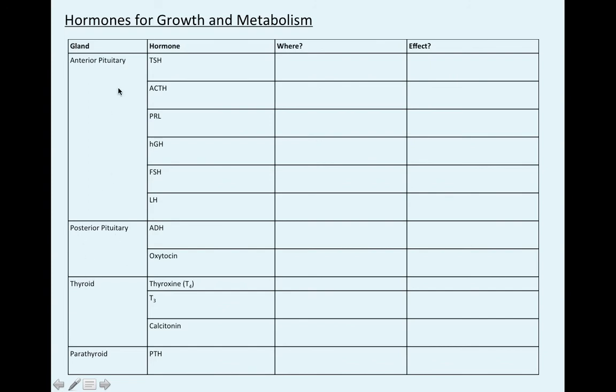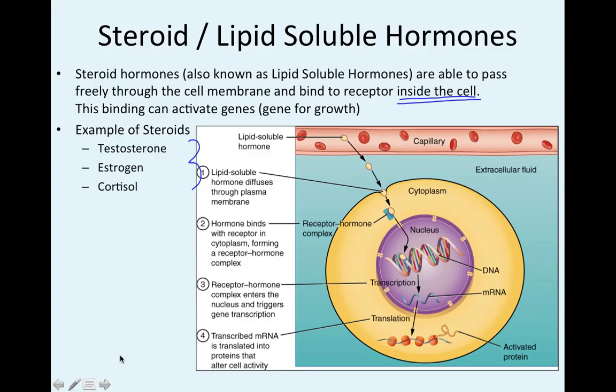So this is the pituitary gland, a major gland in terms of endocrine. We've got our thyroid and then our parathyroid. Okay, so we'll just continue on. I'll have you do that a little bit later.